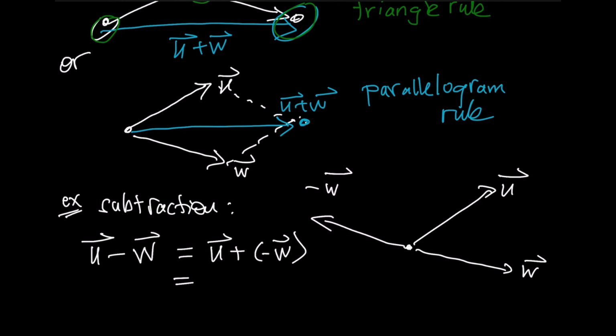So what we would do is we'd use either the parallelogram rule or the triangle rule, and we would now work with u and negative w. And then this result right here would be how we perform vector subtraction. It's essentially vector addition with w that points in the opposite direction.